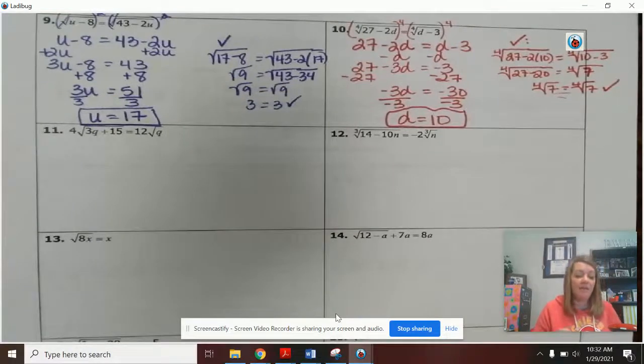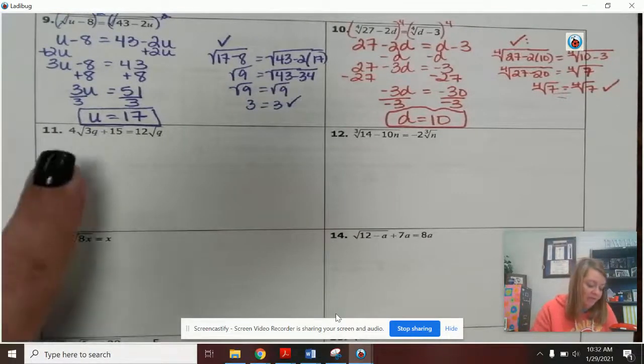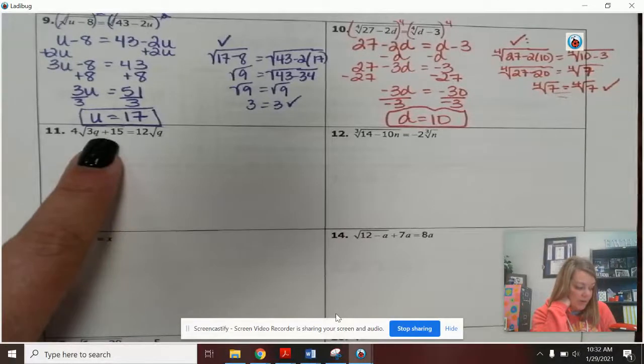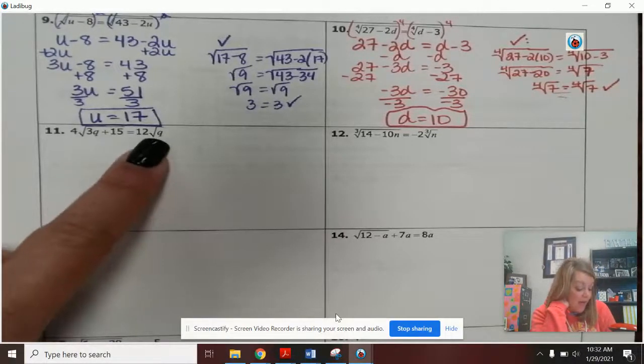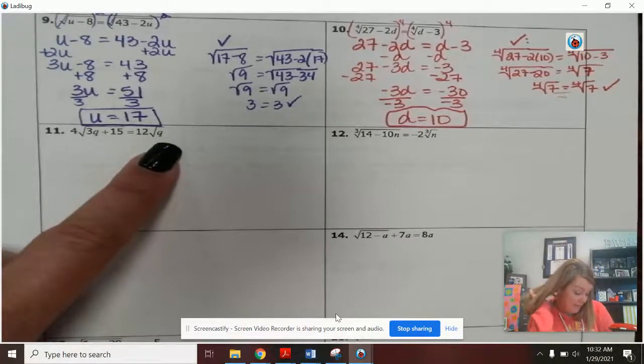All right, number 11. I've got a 4 outside of my square root on this side, and I've got a 12 outside of my square root on this side.